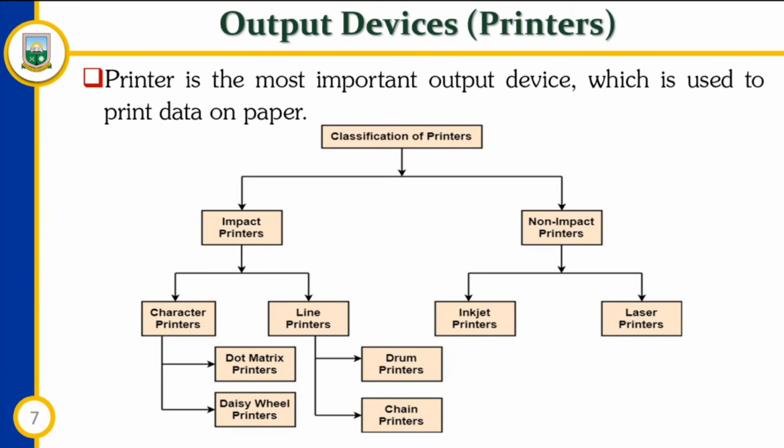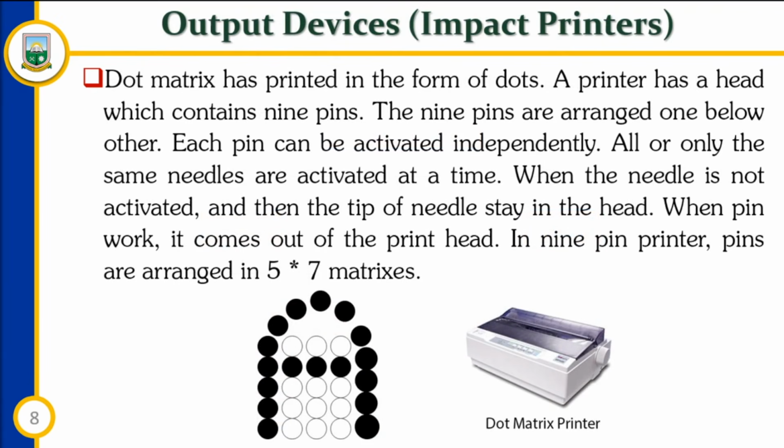Now let's talk about the first type of impact printer under the character printers, which is the dot matrix printer. As you can see in the slides, it's an output device. All the printers are output devices. The dot matrix printer has its printed material always in the form of dots, as the name says. This type of printer has a head which usually contains about 9 pins.